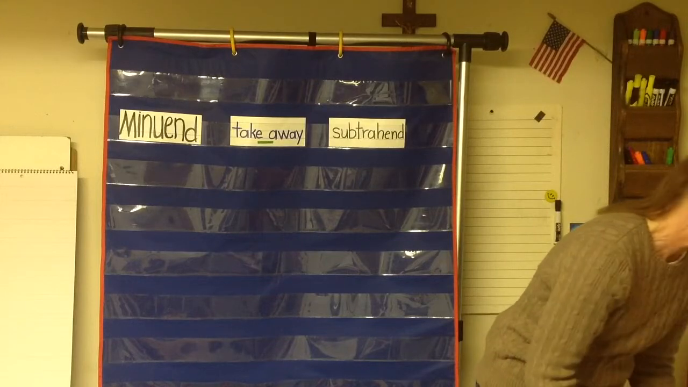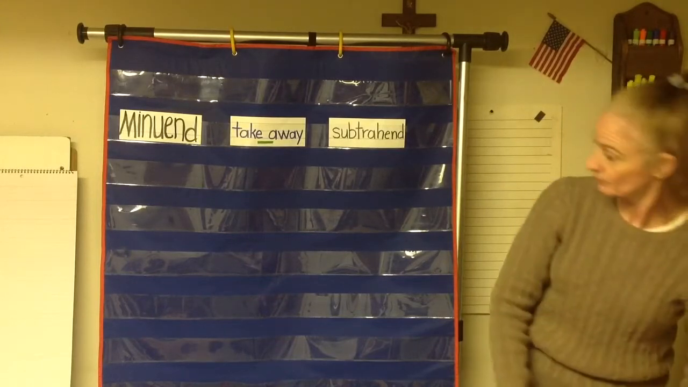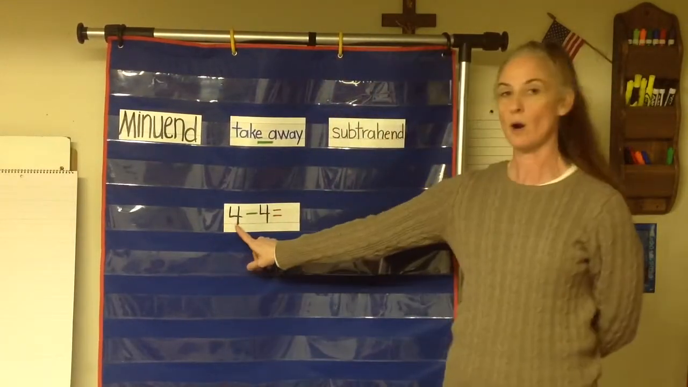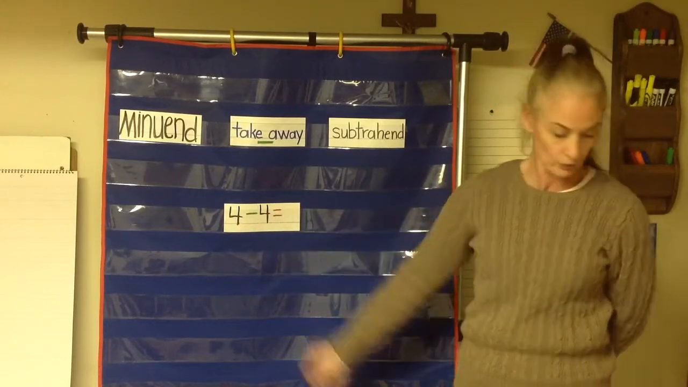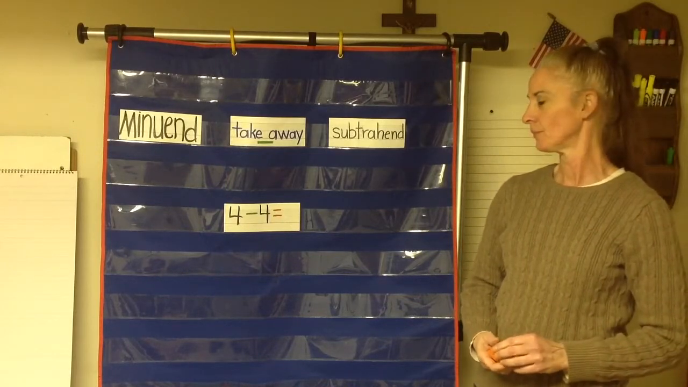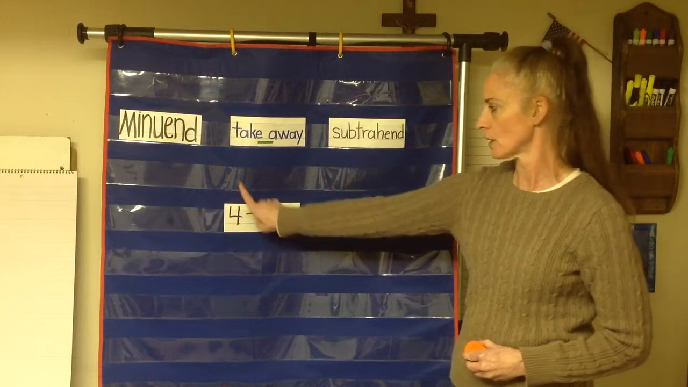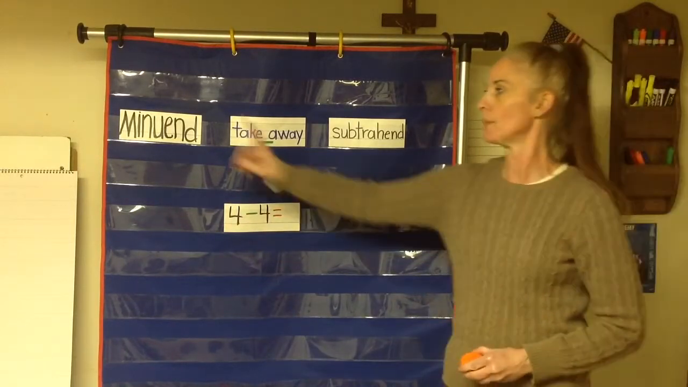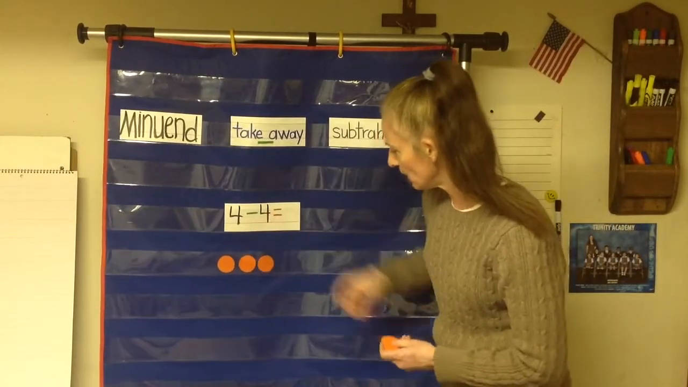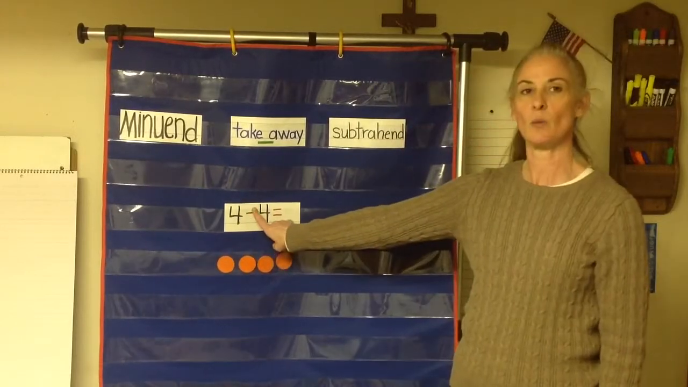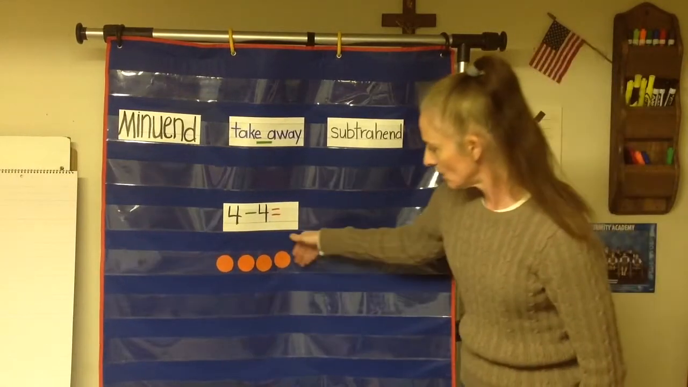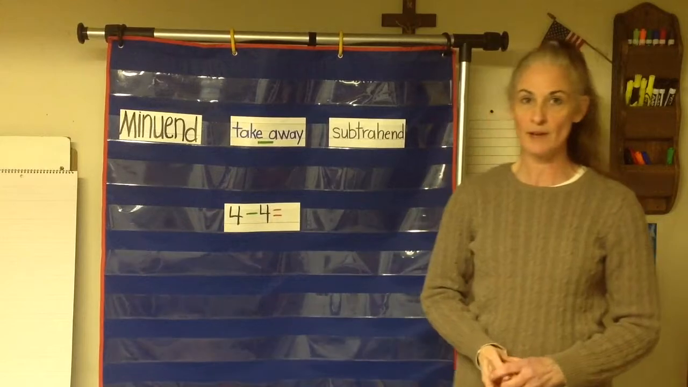Okay, erase your board. Okay, now write this number sentence. 4 minus 4 equals. Ready? Remember how to make 4? Down, across, and pull it through. Okay, so our minuend, the set we're starting with, is 4. 1, 2, 3, 4. We're going to take away, we're going to minus 4. So we have 4, and we're going to take away 4. Take them away. What do you have left?